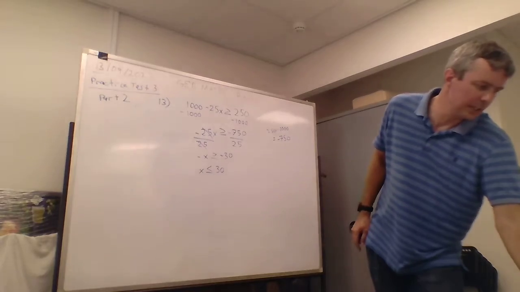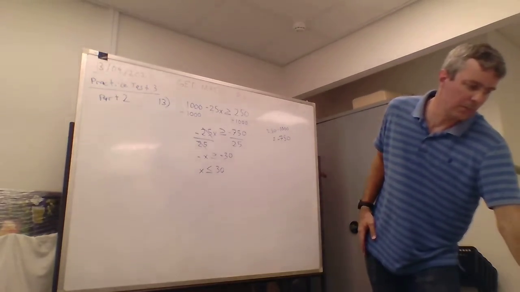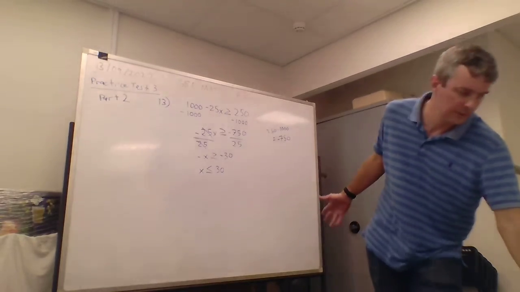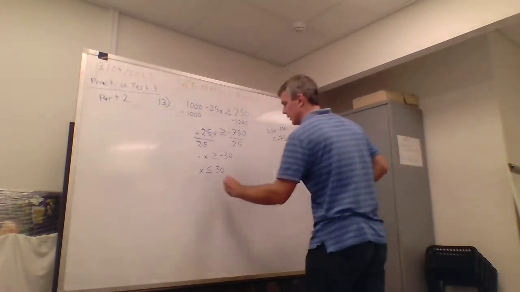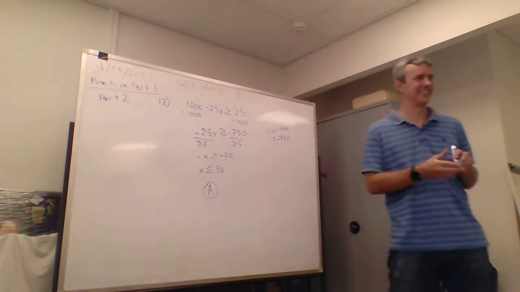B is 30 bottles or more. No, you can't do that. C is 50 bottles or fewer. Now we have 30, so it's A. Is that what you did? Yeah. Good job.